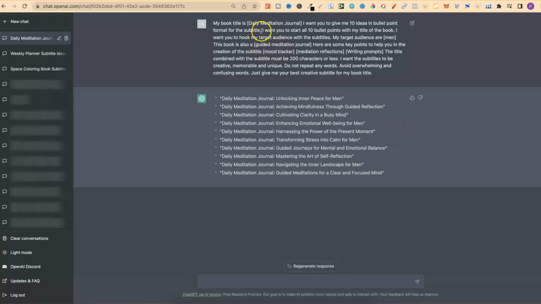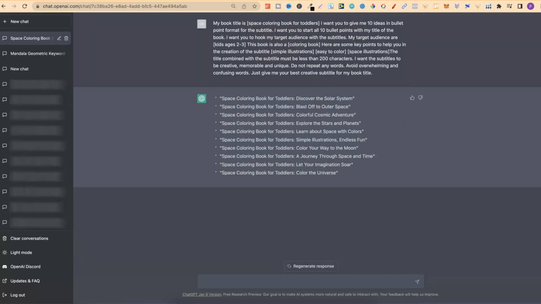Now again, this example was for daily meditation journal. I've also done it for a space colouring book for toddlers. So this book is for kids ages 2 to 3. It's also a colouring book, and then I put simple illustrations, easy to colour and space illustrations. And right down here we have all these ideas. So we have space colouring book for toddlers, discover the solar system, blast off to outer space, colourful cosmic adventure, explore the stars and planets, learn about space with colours, simple illustration, endless fun.